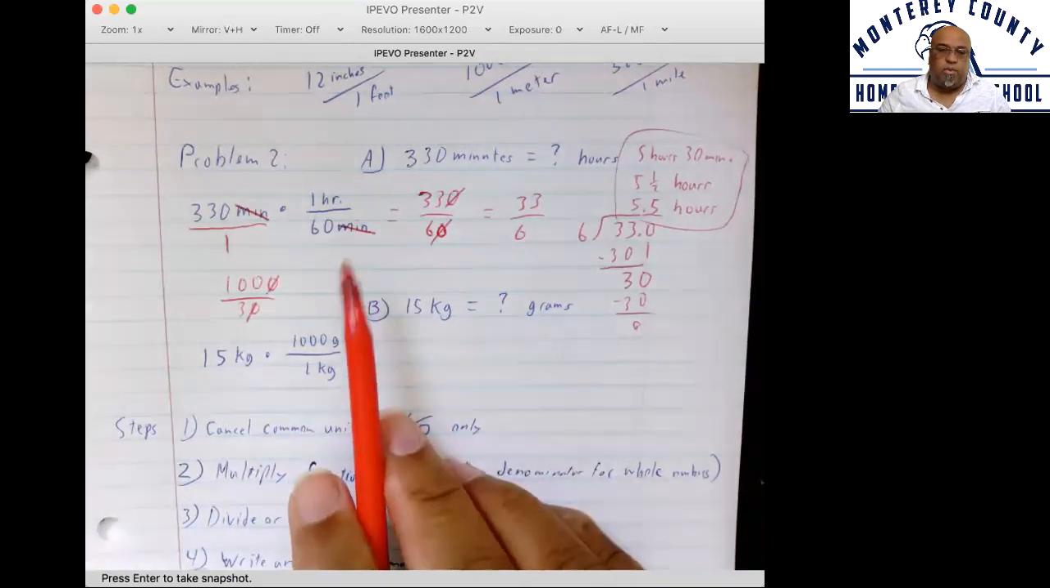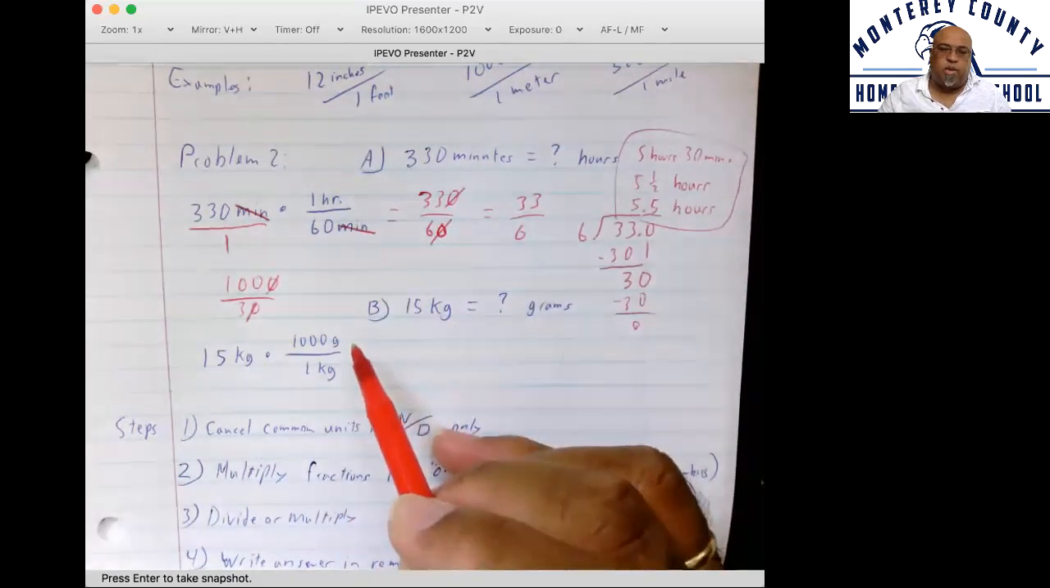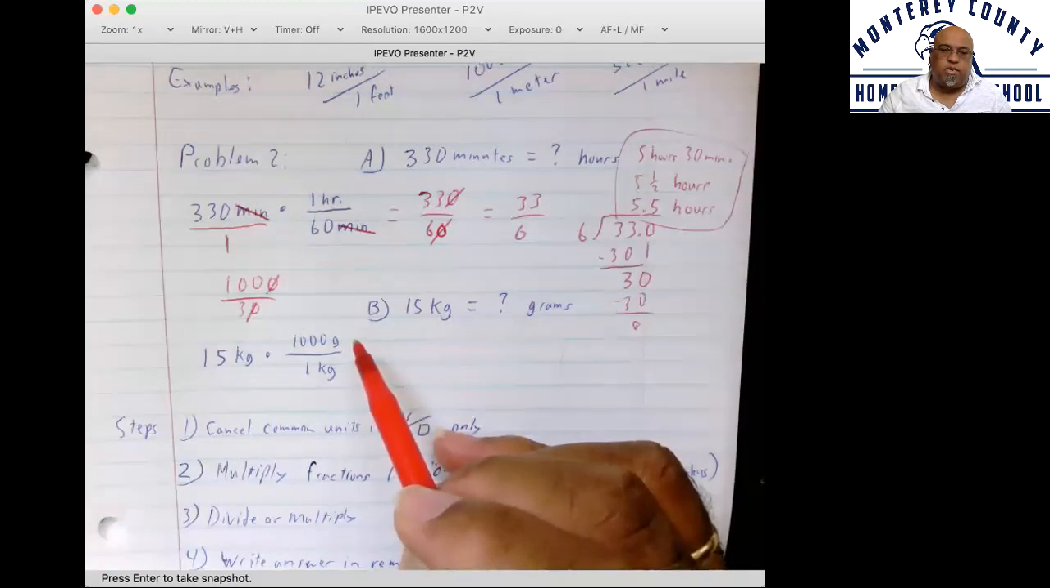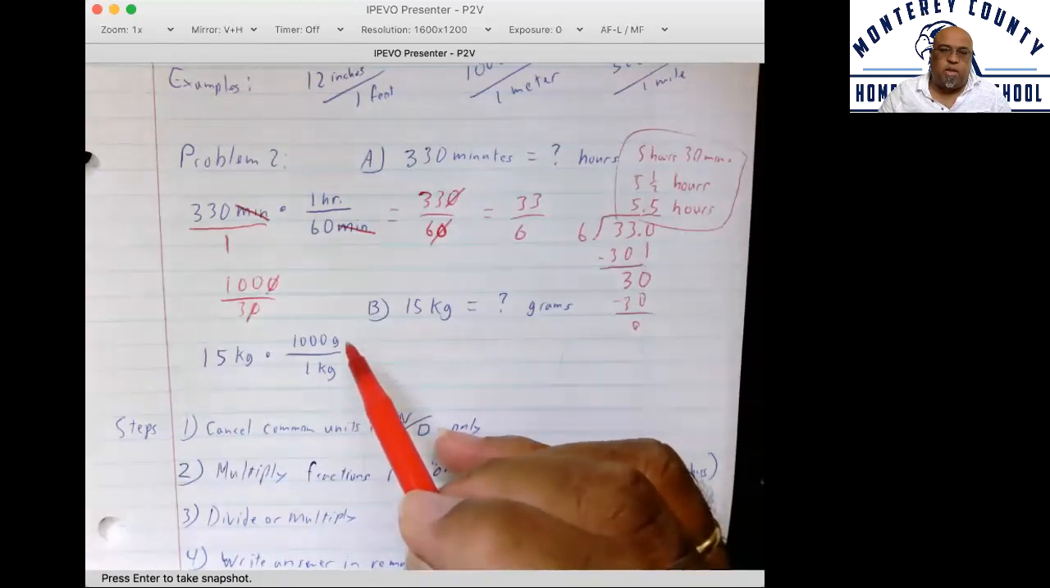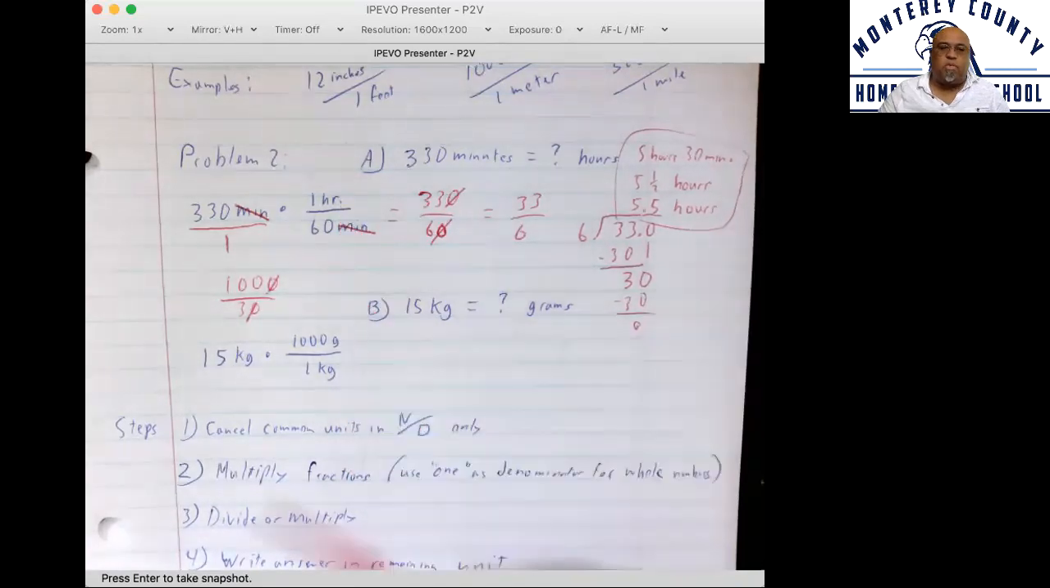Now you'll notice on this one, since hours is what I was looking for, I wrote hours on the top. But since grams is what I'm looking for, I wrote grams on the top. The question is not so much does the smaller unit or the larger unit go on top? In this one, I put the larger unit on top. In this one, I put the smaller unit on top. The one that goes on top, or is the numerator, is the one that you're looking for as your answer. The opposite one is the denominator. I don't care if it's the larger one or the smaller one, the one that you're not looking for becomes the denominator.